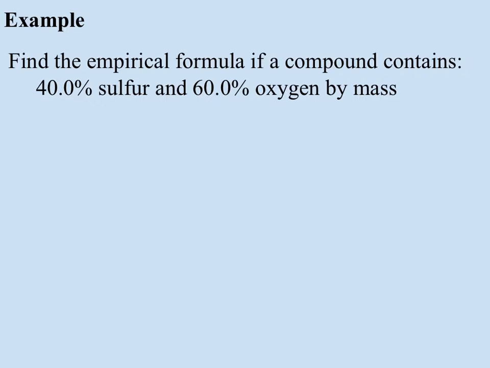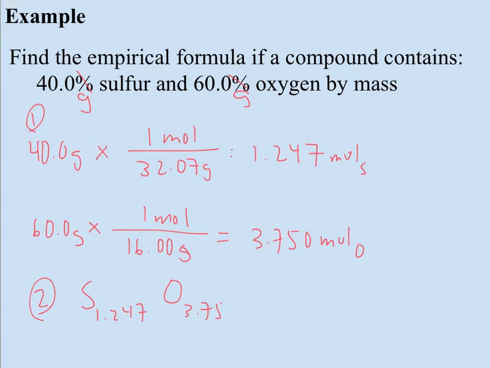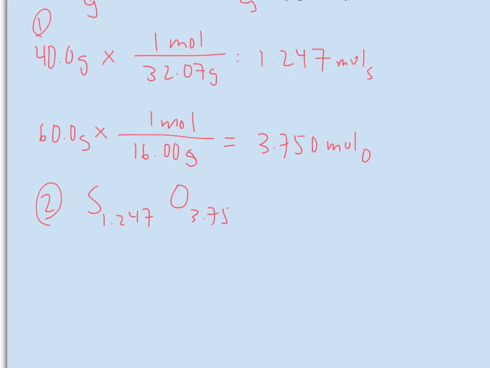It says moles of oxygen. So that's step 1. Step 2 is to rewrite this as a formula, S1.247O3.75. And as I predicted, it looks kind of odd because we don't usually see decimals in our formulas. So then I go on to step 3, and I go ahead and divide each of them by the smaller decimal, which is the 1.247.